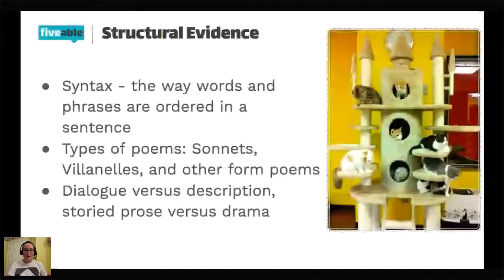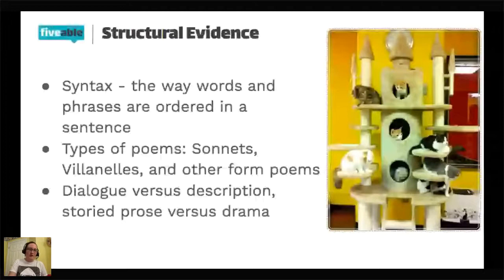Okay. Structural evidence. So I'll just keep moving on. Got questions about syntax? Ask them. Types of poems you look at, again, if you know it's a sonnet, and I'll be here in 2 weeks talking about sonnets and villanelles, so come back and see me. And other form poems, if you know how those form poems are structured, they have very specific meanings in those structures that will help you understand it and help you explain what's going on.